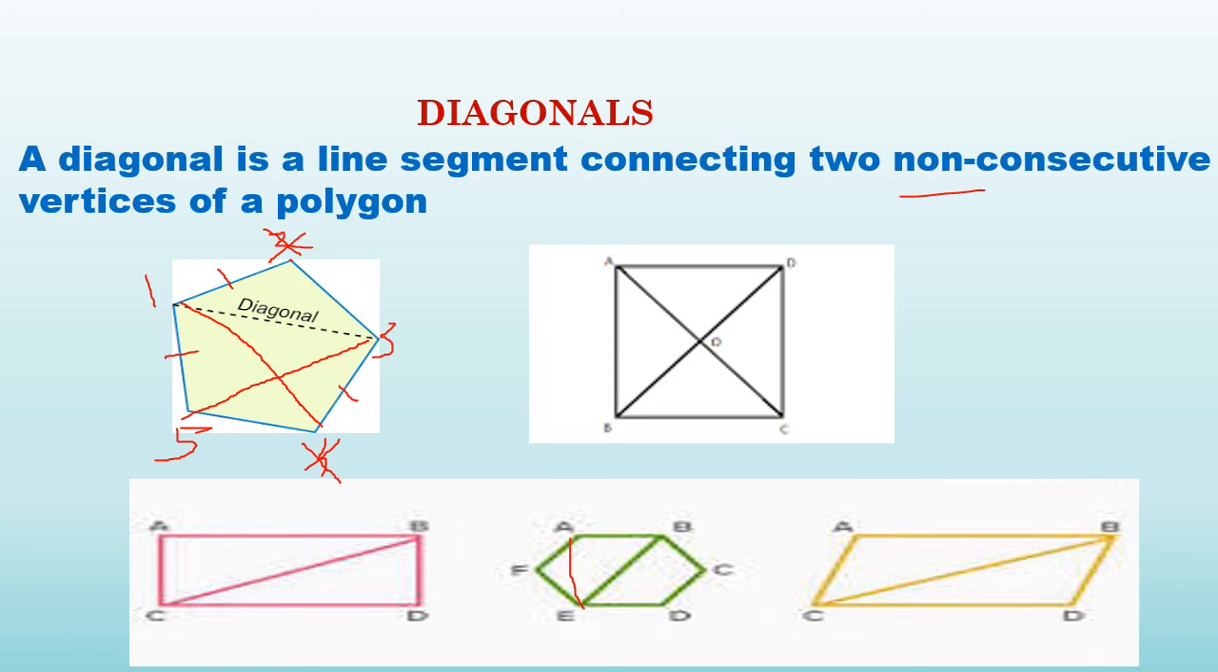This is also diagonal. This is also diagonal. Here this is also diagonal. So like this we can find diagonals with non-consecutive vertices of a polygon.